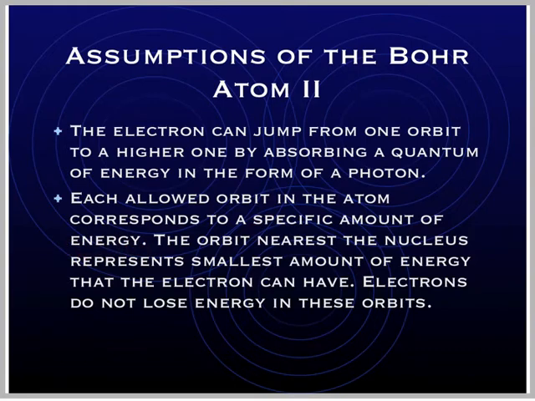The orbit that was nearest the nucleus represented the smallest amount of energy that the electron can have. That energy level was called the ground state. And he said that electrons do not lose energy when they're in the ground state.